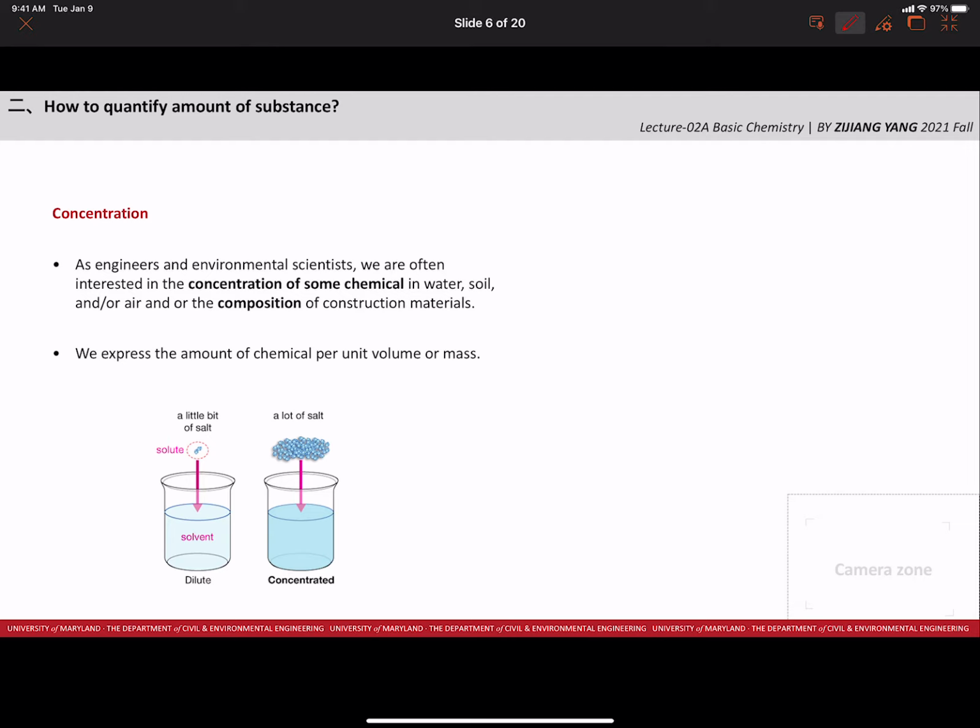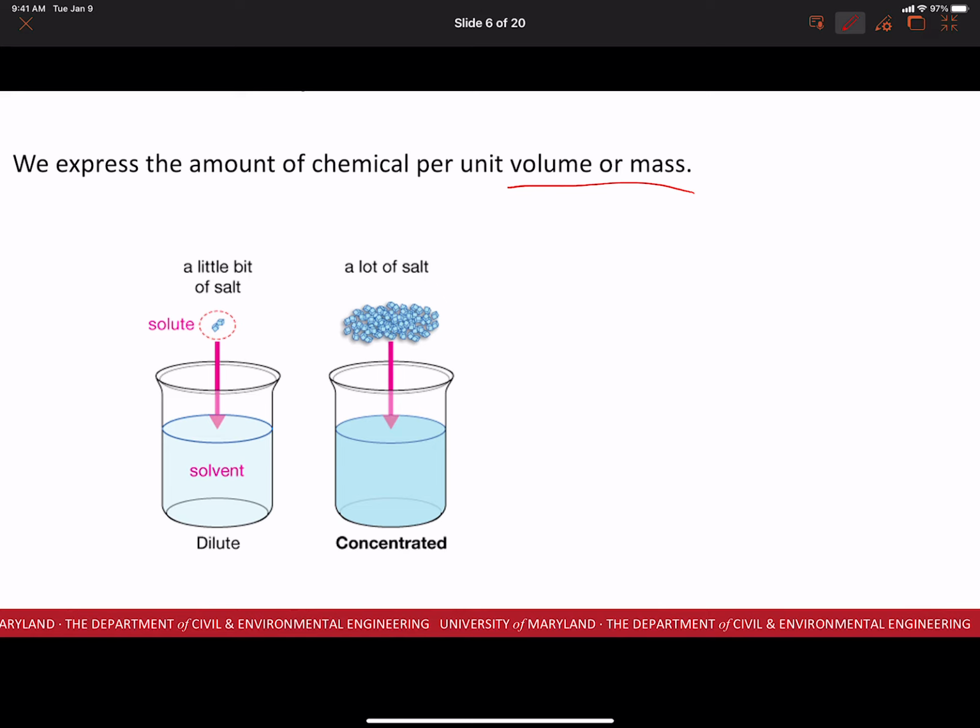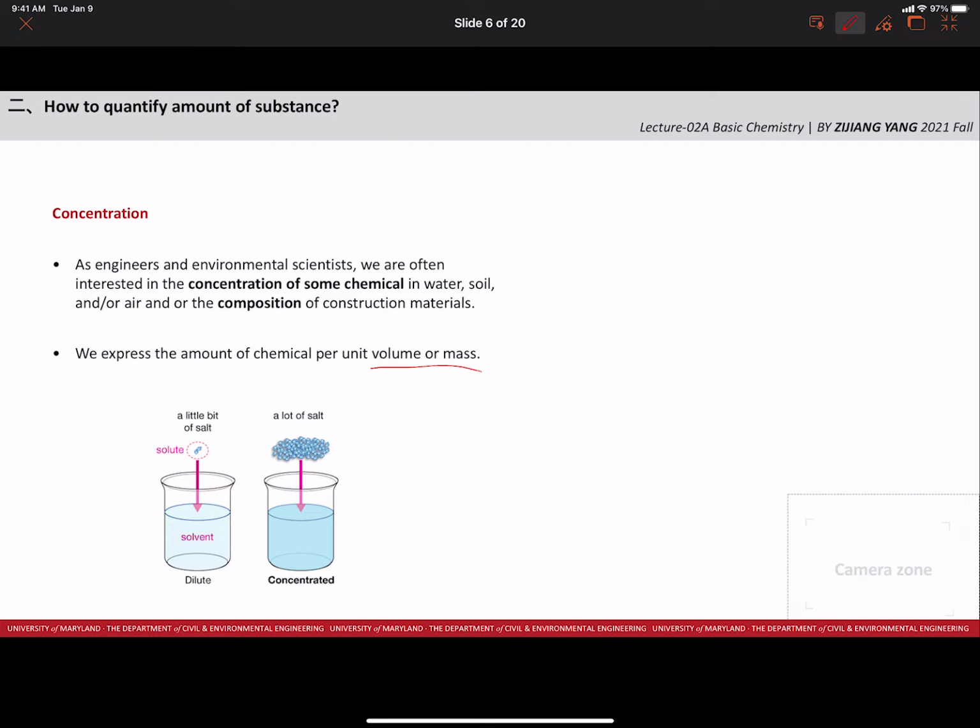And the next thing is about concentration. As engineers and environmental scientists, we are often interested in the concentration of some chemicals in water, soil, and air, and in the composition of construction materials. We express the amount of chemical per unit volume. We can use dilute or concentrated to describe the amount of salt in a solution, but it is not accurate. Different people may have different standards. And also, we can say this solution is very salty. And actually, when I came to the United States, I learned that salty can be used to describe a person.